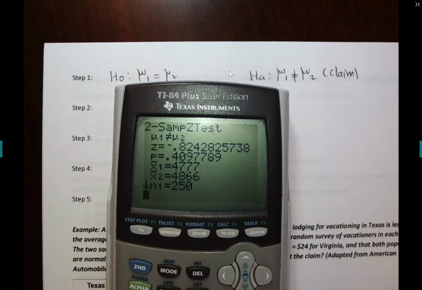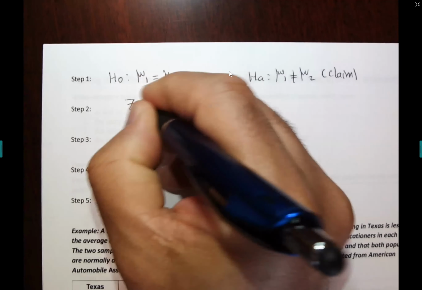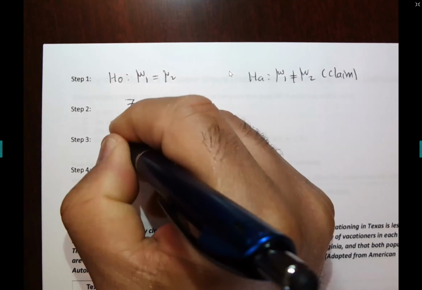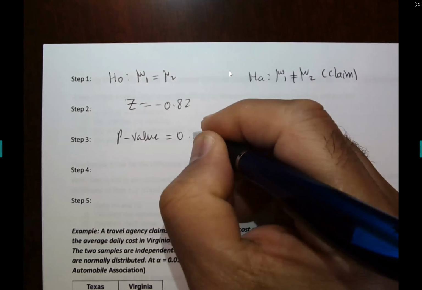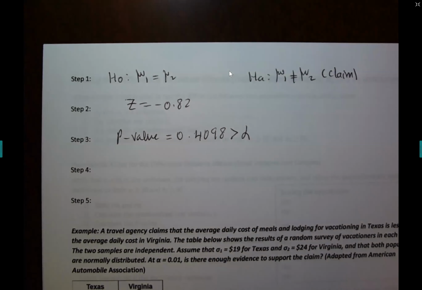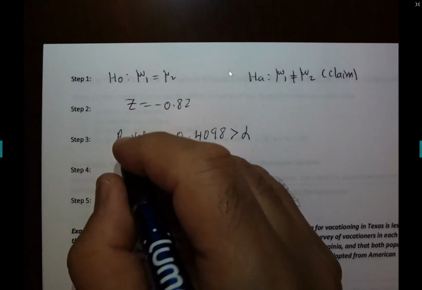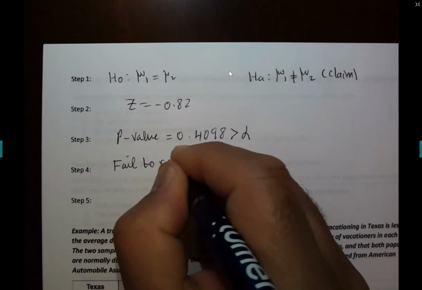I got the information. Z is negative 0.82 and the p-value is 0.4098. It's huge. The p-value is 0.4098, which is bigger than alpha. So the decision will be fail to reject H0, fail to reject the null hypothesis.